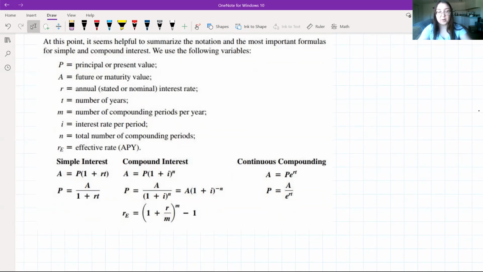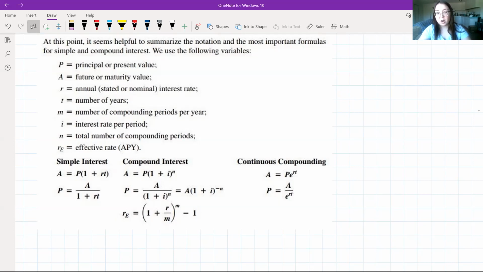Then our important calculations. Simple interest is A equal to P, or our future value is equal to our principal times 1 plus our annual interest rate times our number of years. And then below that is just a rewriting. If we need to define our principal instead of our future value, principal is equal to future value divided by 1 plus our annual rate times the number of years.